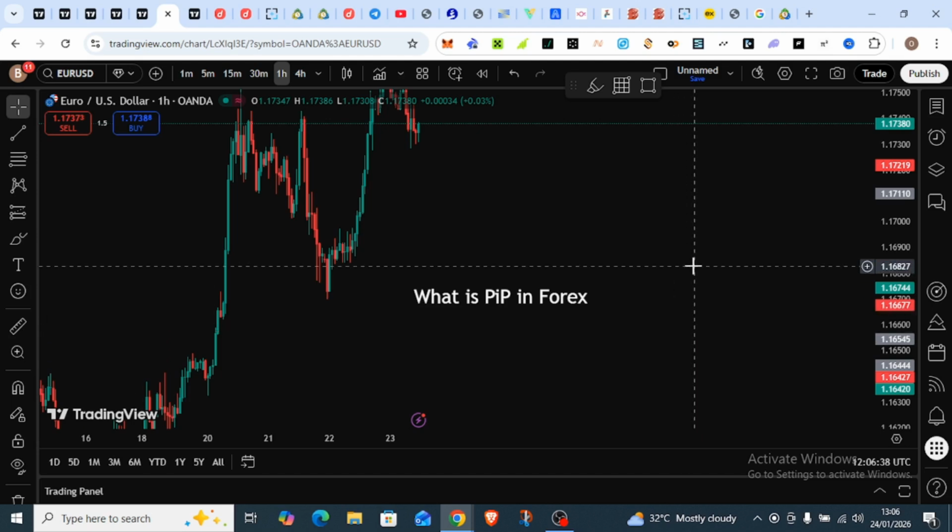Before we get started, let me tell you what a pip is all about. What is a pip in Forex? A pip is the smallest unit of price movement in a currency pair. It represents the fourth decimal place in most currency pairs.